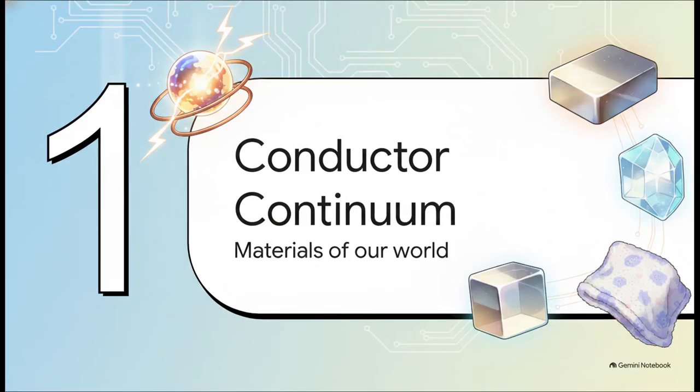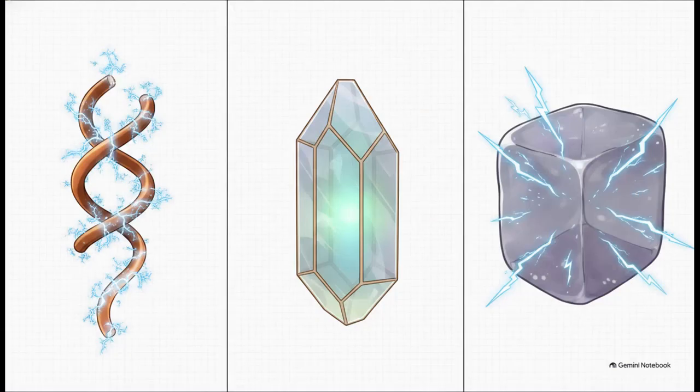Section 1. The conductor continuum, exploring the materials that shape our world. The absolutely crucial point to understand here is that materials exist on a spectrum, from freely allowing electrons to move to completely blocking them. Conductors, like copper, silver, or gold, offer a super generous flow of charge with almost zero resistance. On the other extreme, we've got insulators like rubber, glass, or quartz.